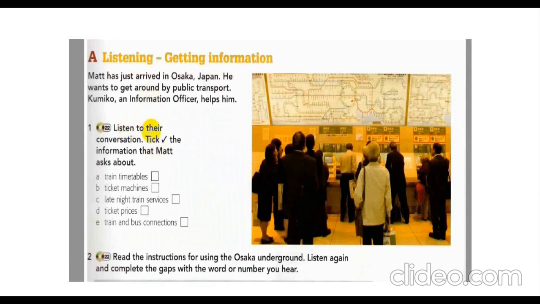Here, listen to their conversation. Take the information that Matt asked us about: train timetables, ticket machines, late night train services, ticket prices, train and bus connections. Listen to their conversation again and again. Try to understand it and then take the correct choice.